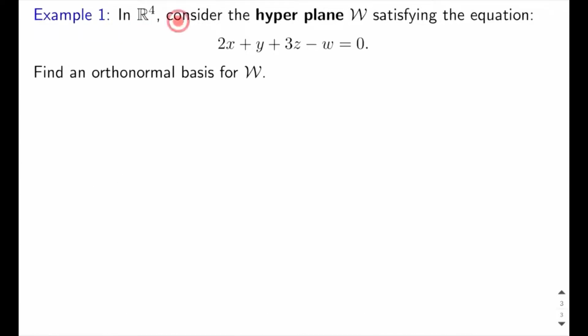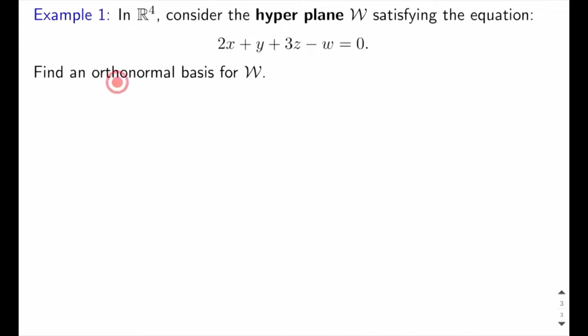In R4, consider the hyperplane W satisfying the equation. So it's actually the space of all vectors of 4 components, x, y, z, and w, that satisfy this equation. Right? So in R3, you call it a plane. This is R4, it's the hyperplane.